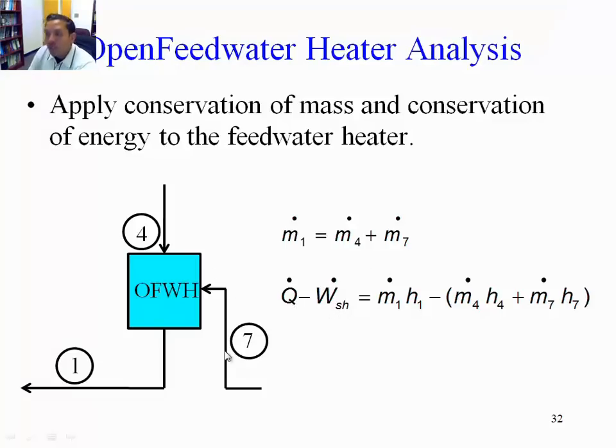If you do a mass conservation analysis, a continuity equation, the mass flow rate that comes out, which is m1, is equal to the mass flow rates that go in, which are m4 and m7. And if you do a first law analysis, Q minus W is equal to the mass flow rate times the enthalpy coming out minus the mass flow rates times the enthalpies of all the inlets, which is m4h4 and m7h7. Now these are different from each other, but we know that this one plus this one is equal to m1.